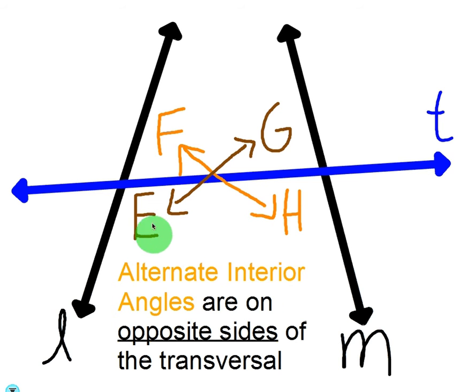Same for E and G. E is below T, and it's on the inside. G is above T, and it's on the inside. So since one's above and one's below, and they're both on the inside, G and E would also be alternate interior angles.